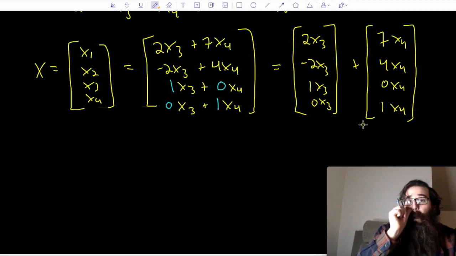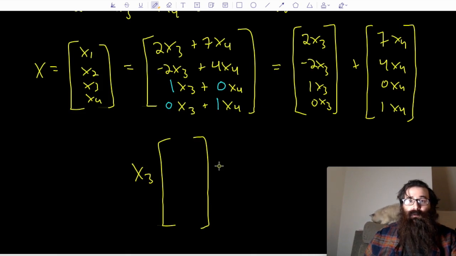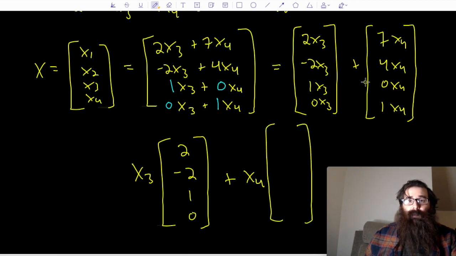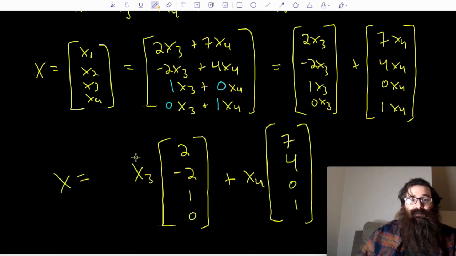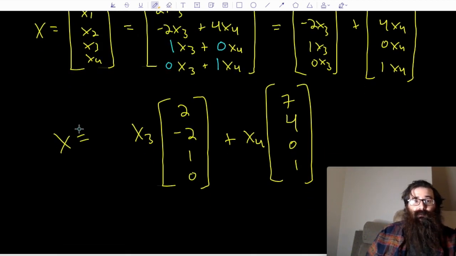And now what I can do is I can bring the free variables out as weights. So here if I bring x sub 3 out, I'm left with a numerical vector, just numerical entries. It's the coefficients 2, negative 2, 1, 0. I'm going to add to this. Now I'm going to bring x sub 4 out as a scalar weight, and I'm left with the vector with numerical entries 7, 4, 0, 1. And then this is equal to, we call it x. And this is my parametric vector form of my solution. So this is how my final answer is going to look.